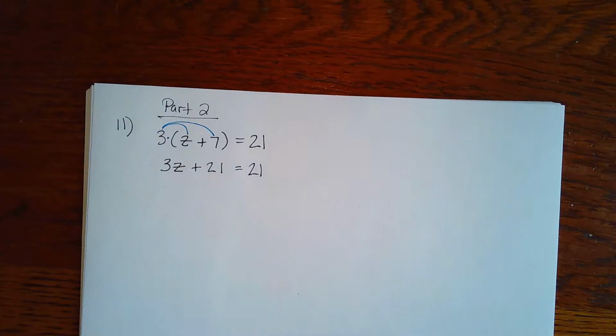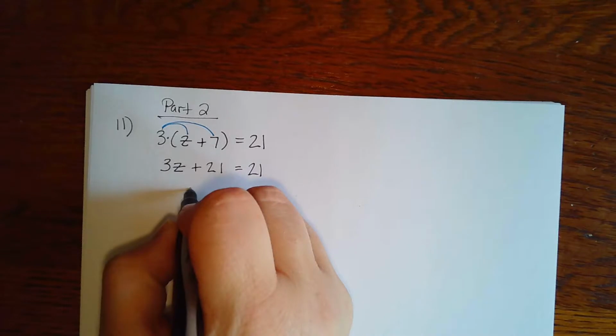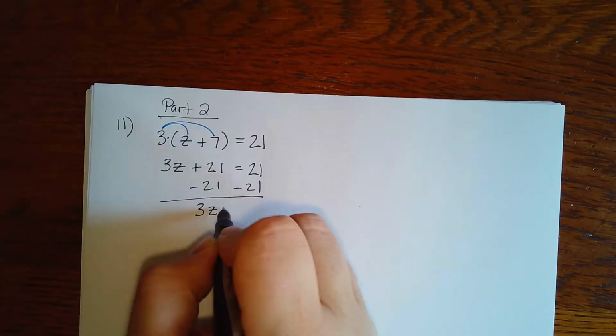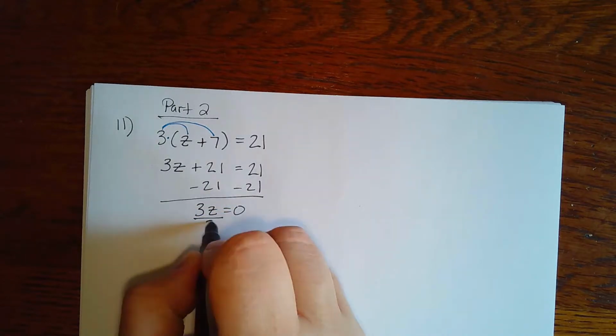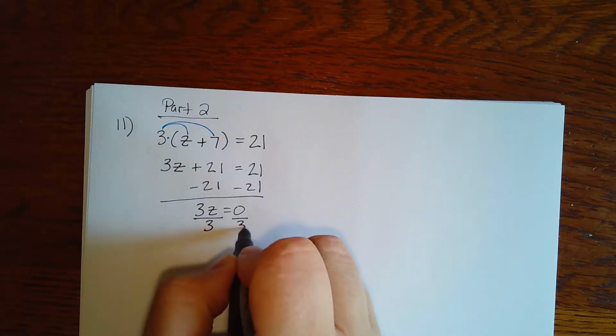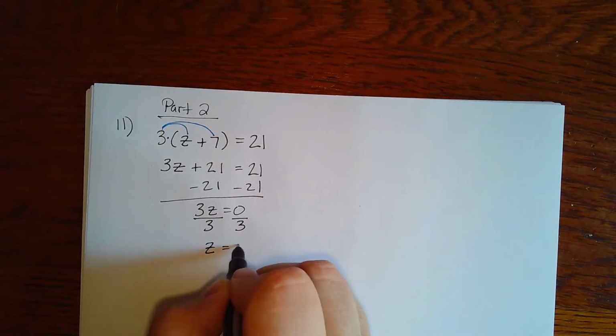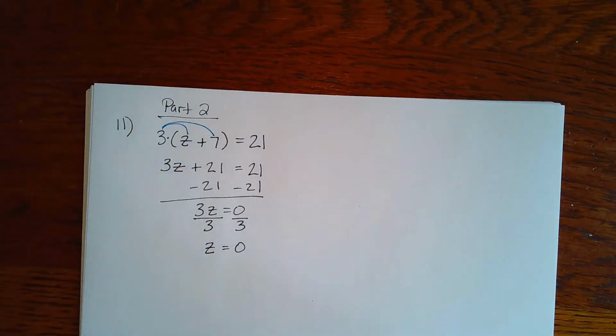Now, we have our equation distributed. Step 2 is exactly what we've been doing. So I'm going to isolate z by subtracting 21 across. Now, just like number 10, you're going to get 0 again. So whenever we divide a number into 0, we still stay 0. So z equals 0 once again. Now, this is not something that happens all the time. It just feels like it.